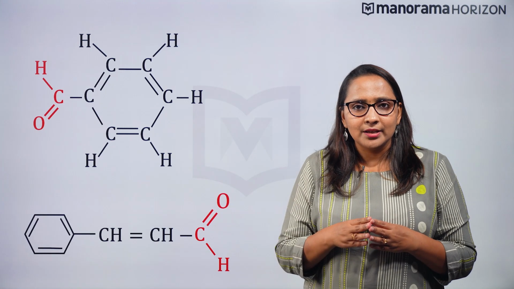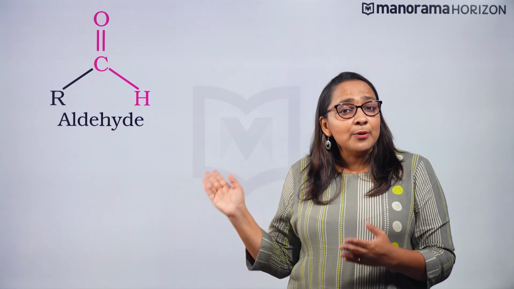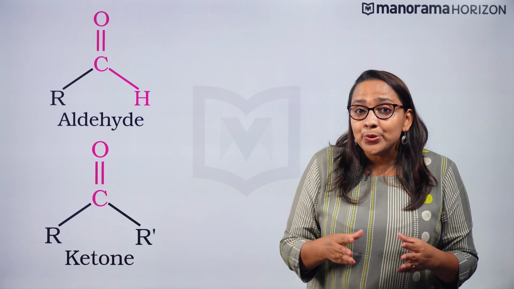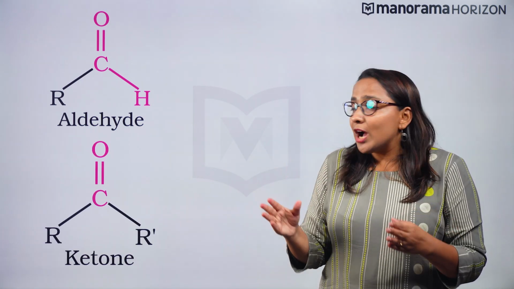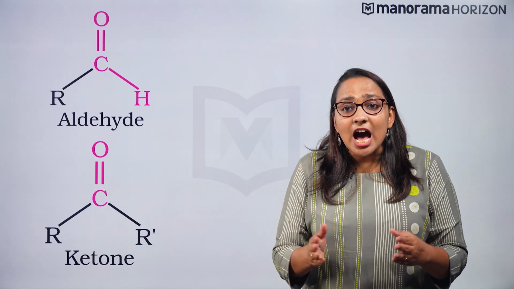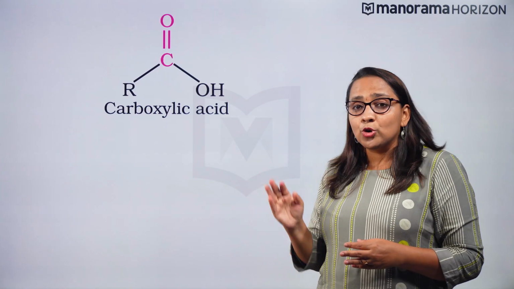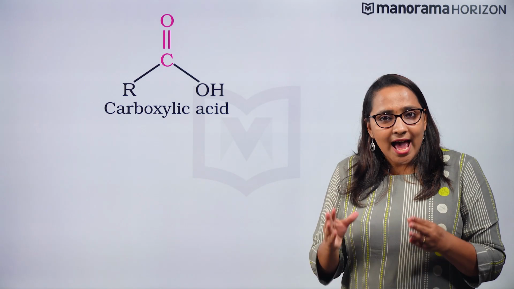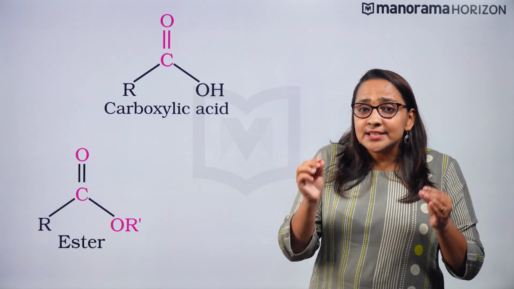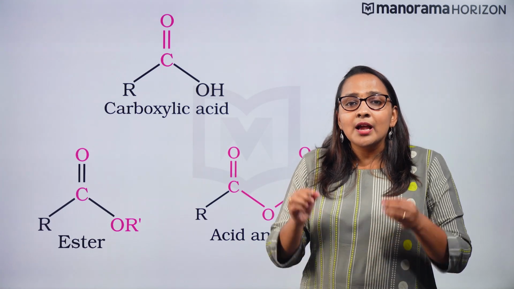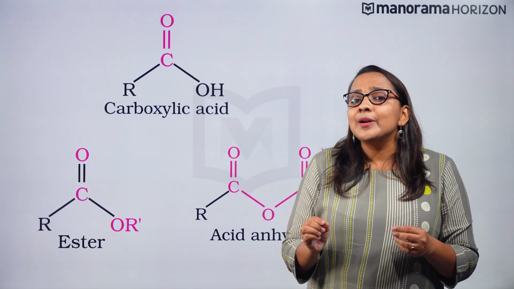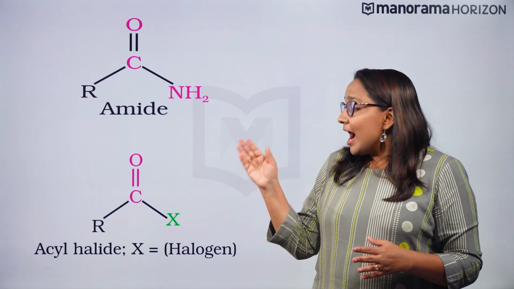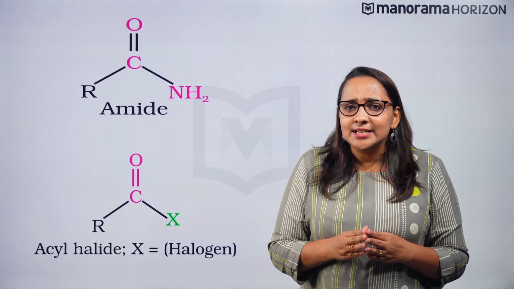organic chemistry. In aldehydes, the carbonyl group is bonded to carbon and hydrogen, while in ketones it is bonded to two carbon atoms. The carbonyl compounds in which the carbonyl group is bonded to oxygen are known as carboxylic acids, and their derivatives are esters and anhydrides. While compounds where carbon is attached to nitrogen and to halogens are called amides and acyl halides respectively.